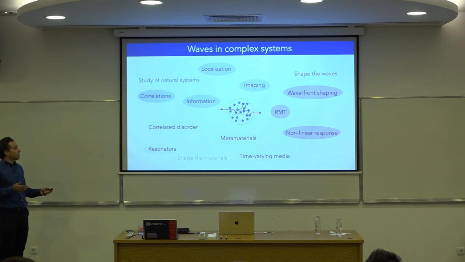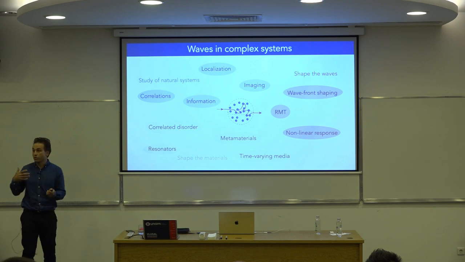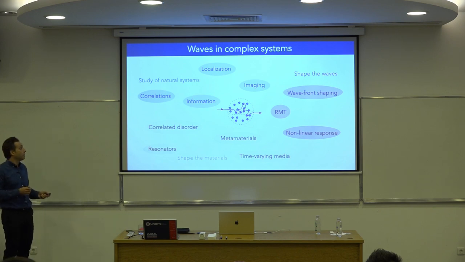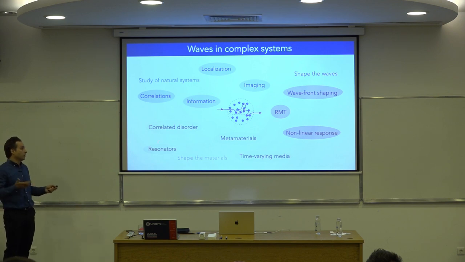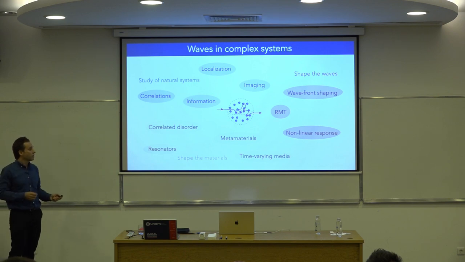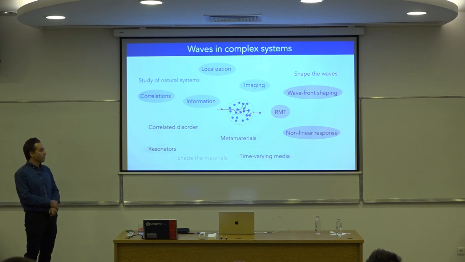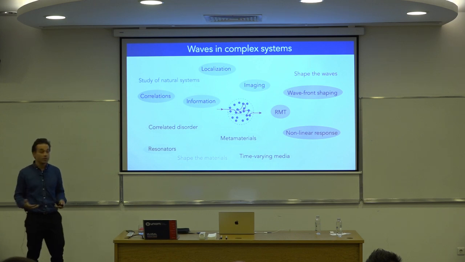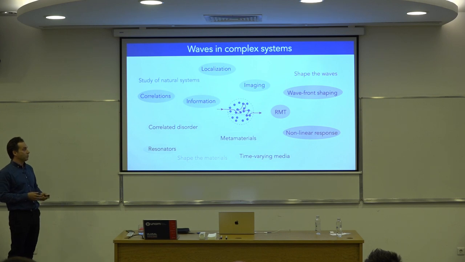The second topic is the modification of the material itself. You can try to engineer your system to get a new behavior for the waves that propagate. For example, as I said, you can add some resonators, you can modify the structure, add some correlation in the disorder, you can eventually build some metamaterial with that. A topic which is emerging is the topic of time-varying media, so we change the scattering property in time to change the behavior of waves. I will not treat this topic today.